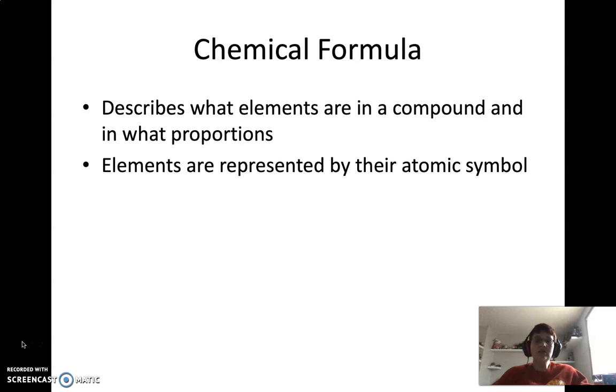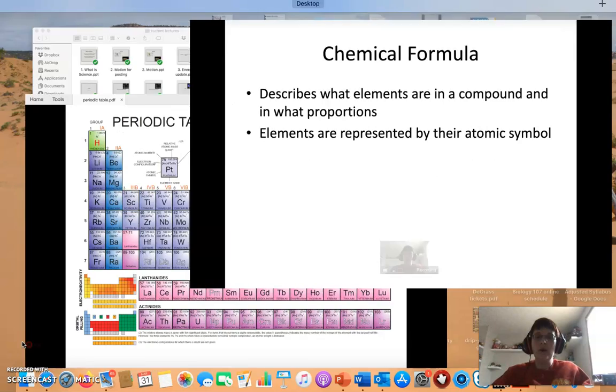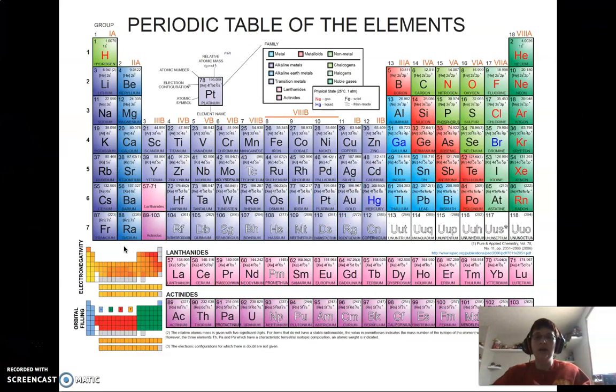The elements are going to be represented by their atomic symbols. So if you're not sure what element it is, you can always go back to your handy dandy trusty periodic table, because remember these are going to be listed on there somewhere. All of the elements that we would be looking at are going to be here.